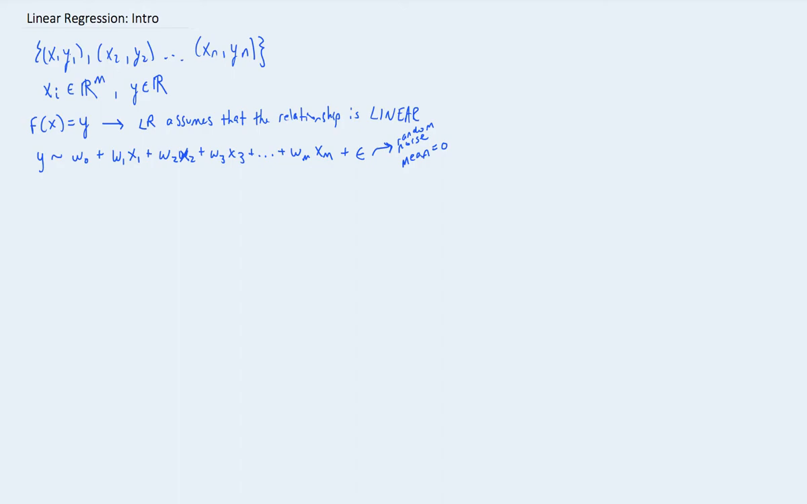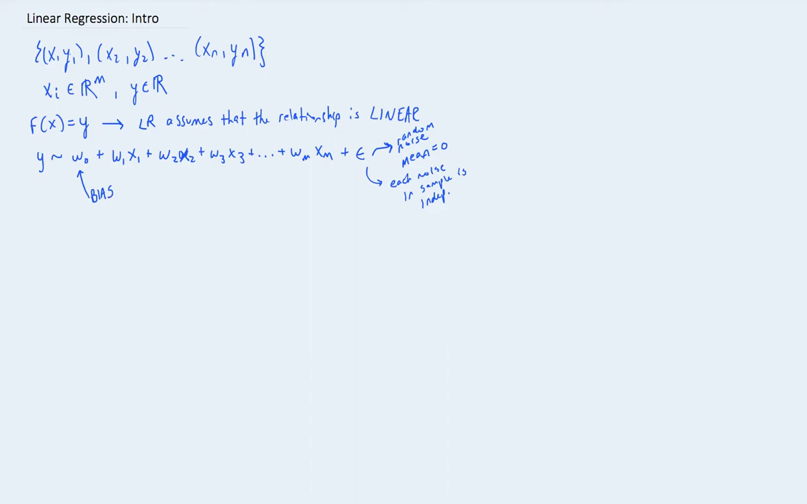And it also assumes that each noise in sample is independent. So that's the model that linear regression assumes, and what we're going to do is take a look at the bias term here.